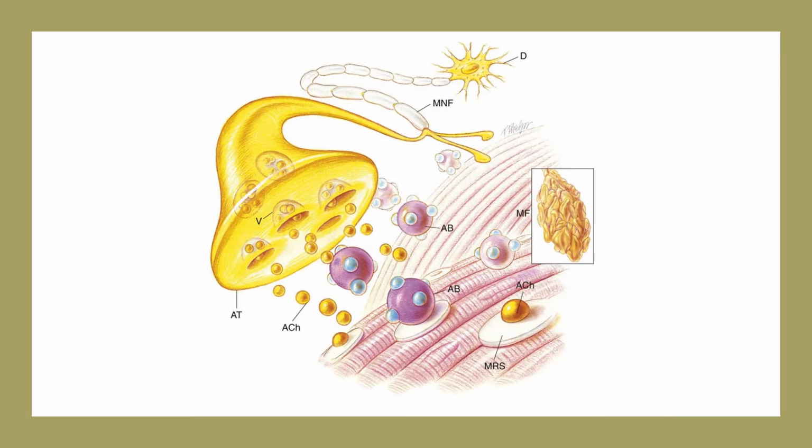This is the picture from your book. Don't you love these? We're looking at the neuromuscular junction and the chemical transmission of acetylcholine. You see it coming off of the myelinated nerve fiber, the MNF right over there. And look, that myelin sheath is fully intact, so there's nothing wrong with the myelin sheath in myasthenia gravis. But we have the AB, antibodies. You see the antibody just floating in there. AT is the axon terminal, and that's what we're looking at here.